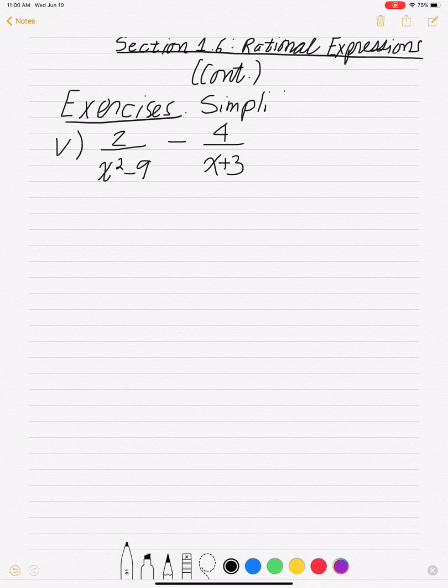So here we're actually subtracting two fractions, two rational expressions. And the denominators are different, right? Totally different denominators. So we have to find an LCD to put these together, a least common denominator. You always do that only for addition and subtraction, to find an LCD.